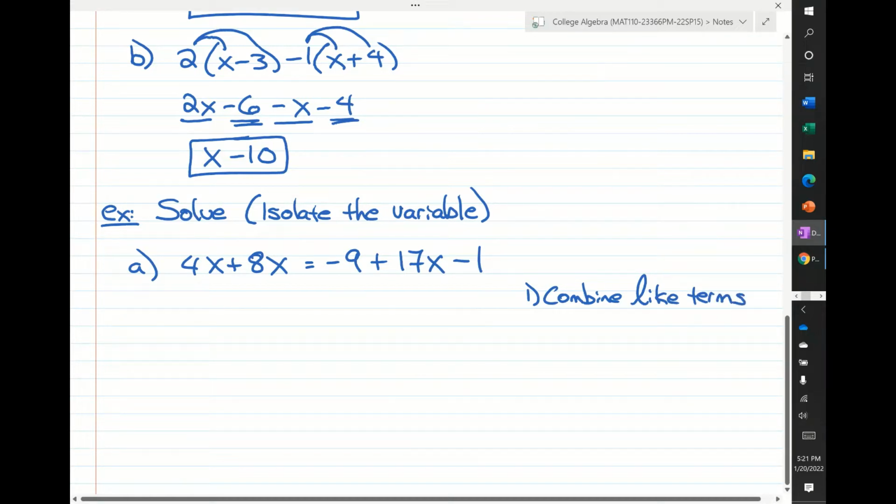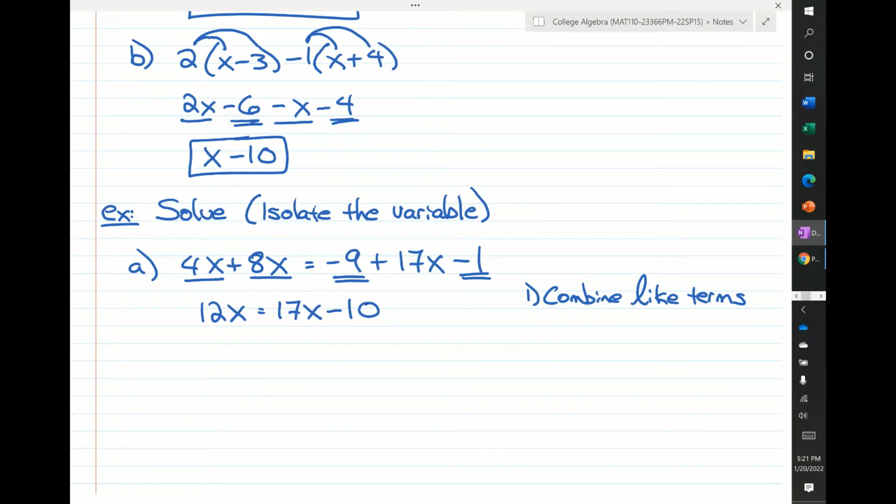So I see 4x plus 8x. I'm going to write that as 12x. On the right side, 17x doesn't go with anything, but negative 9 minus 1 is negative 10. The first step would be that we combine like terms, and that's what we get.